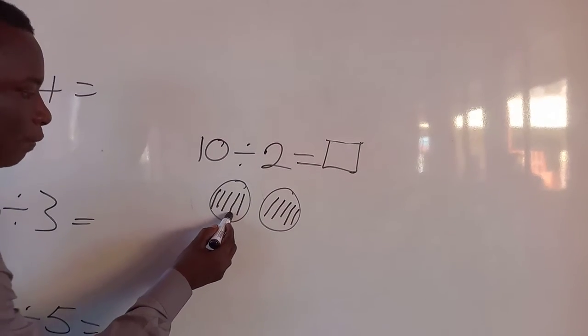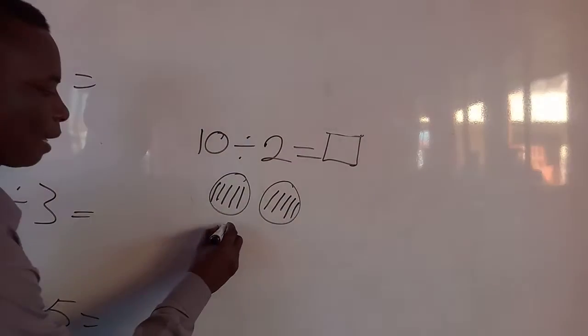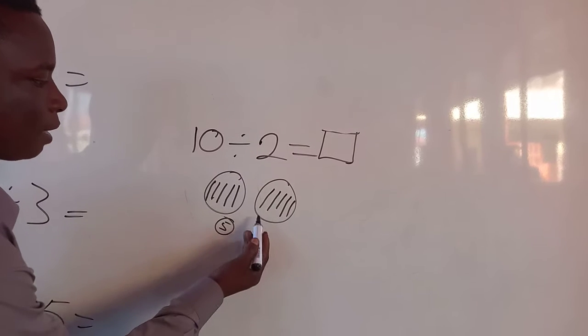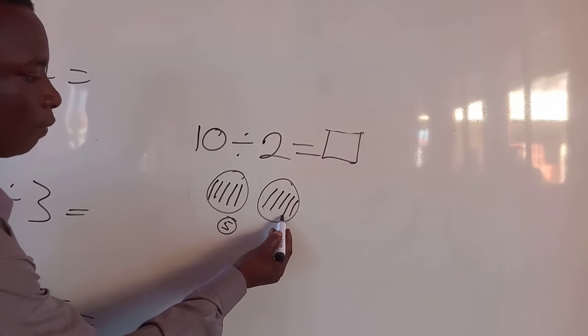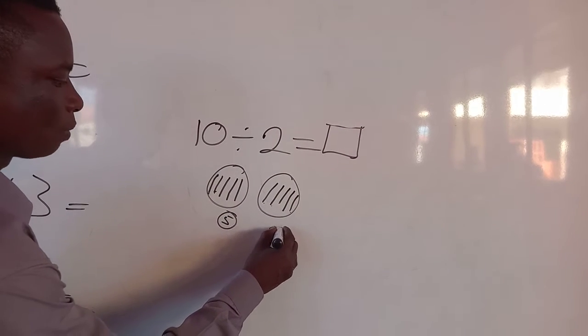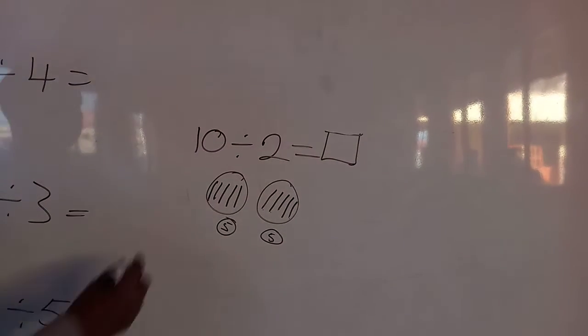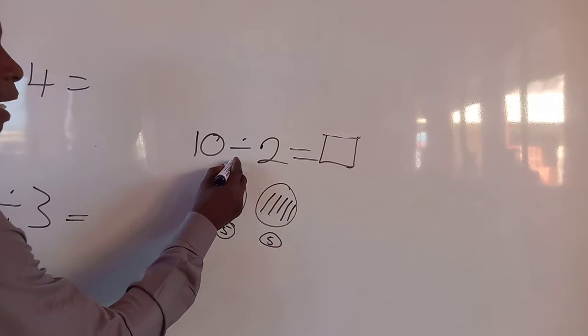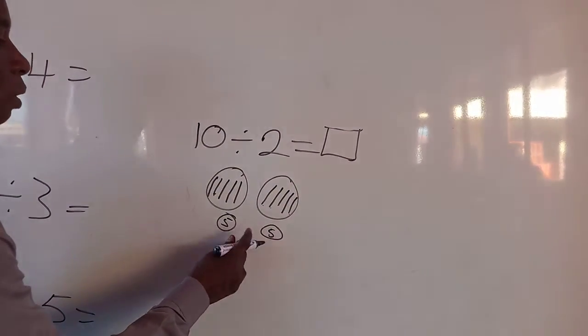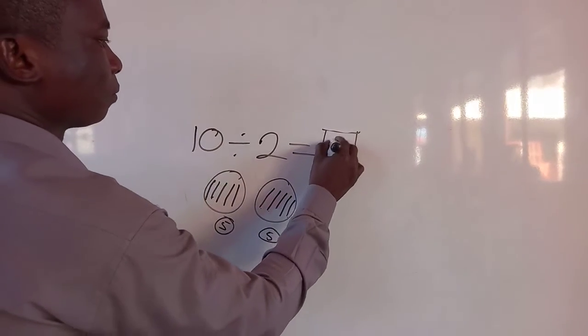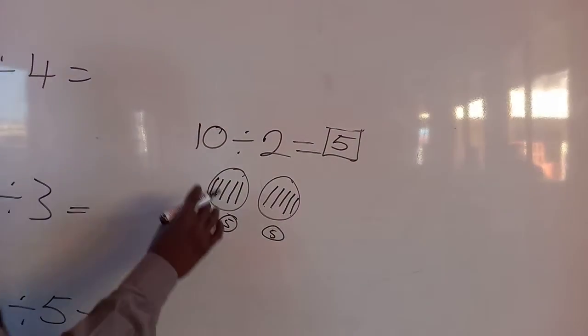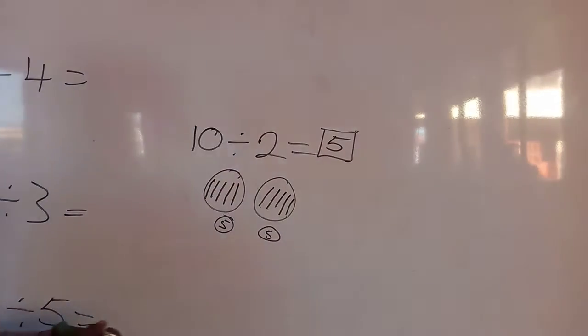1, 2, 3, 4, 5. This person has received 5. Let's see. 1, 2, 3, 4, 5. This person too has received what? 5. So 10 divided by 2, it tells us what? 5. Meaning they will all receive 5, 5.